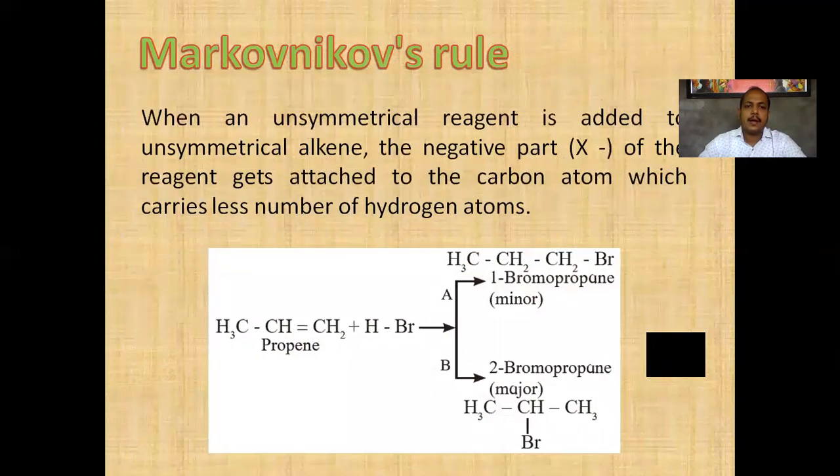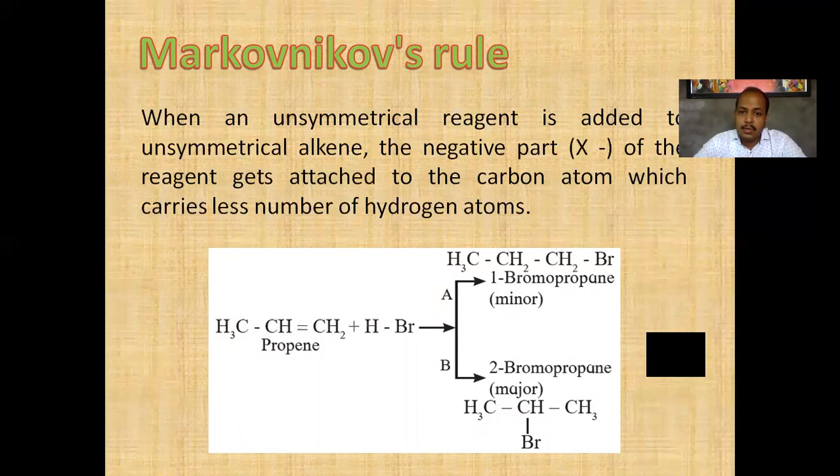Look, Markovnikov's rule. When propene reacts with hydrogen bromide, we get 1-bromopropane and 2-bromopropane as the major products. Sorry, 1-bromopropane is the minor product, and 2-bromopropane is the major product. So how will we define which is major and which is minor? To define this, we use Markovnikov's rule. The scientist Markovnikov stated this rule.